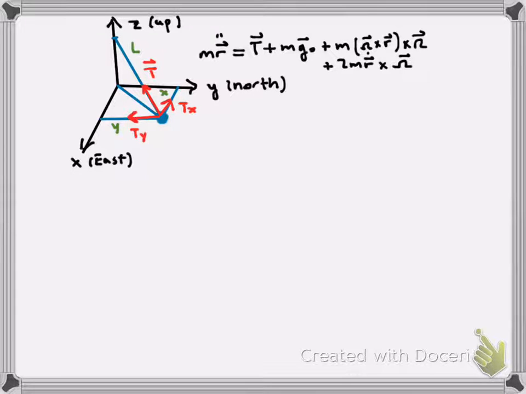Now, as before, we can take this mg naught, this gravitational term, and the centrifugal term, m omega cross r cross omega, and if we combine the centrifugal effect with the gravitational effect, we get the effective g without the zero, not g naught, but g. And so we can rewrite what we have, where we combine the gravitational term and the centrifugal term in mg, and the rest is still the same: T plus mg plus 2m r dot cross omega.